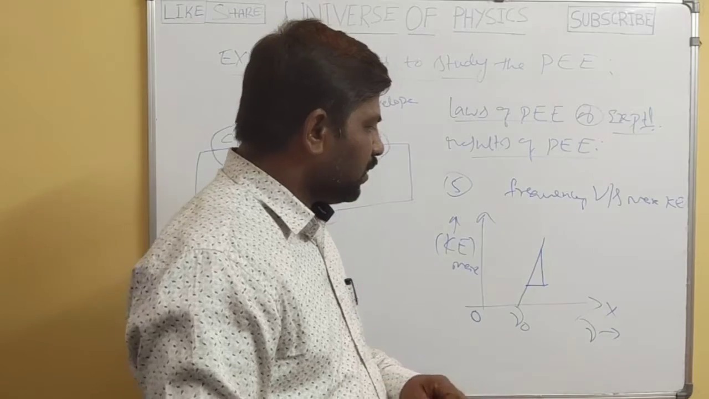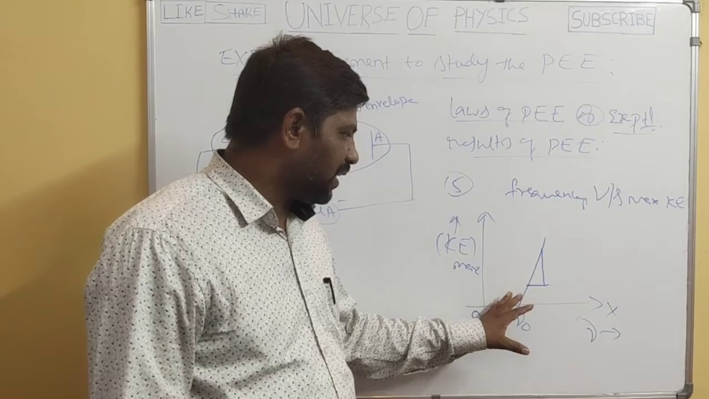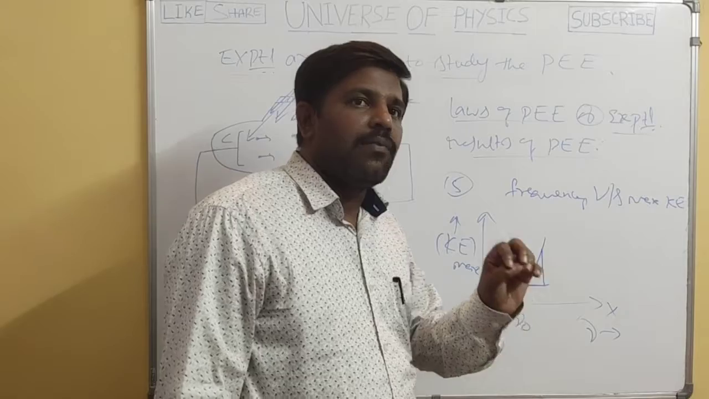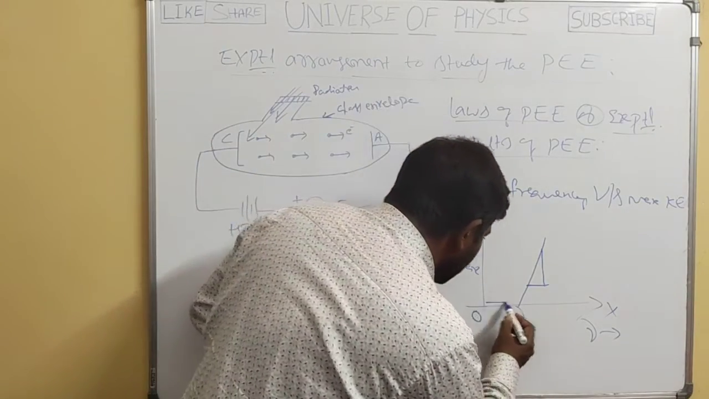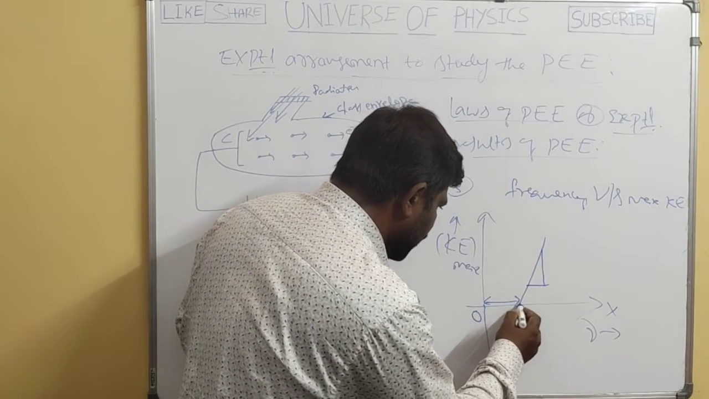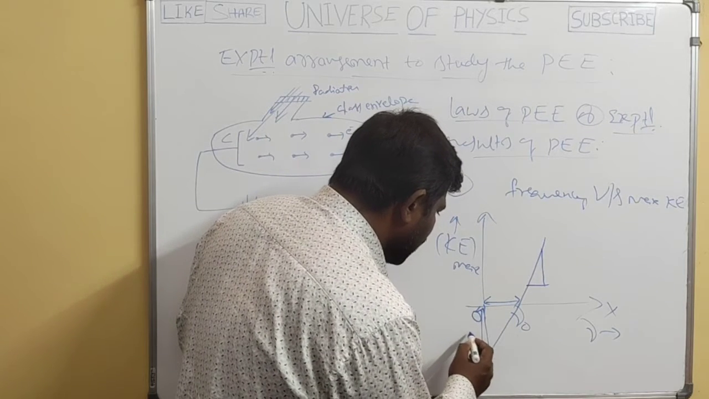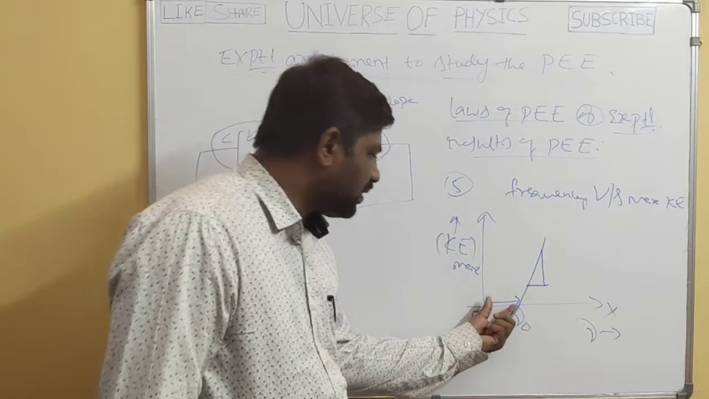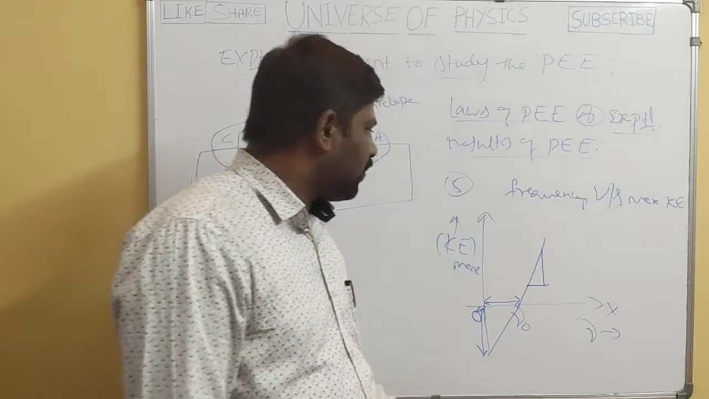That is Planck's constant. If you consider the slope of this graph, that is frequency versus maximum kinetic energy graph, the slope gives us Planck's constant value. And this x-intercept indicates threshold frequency, and this y-intercept indicates the photoelectric work function.